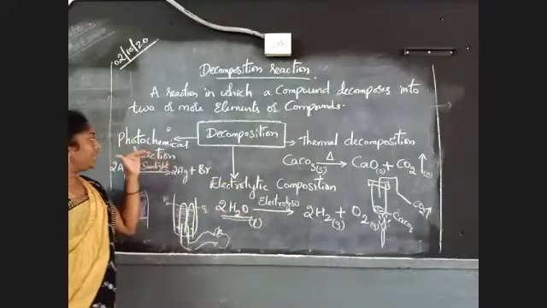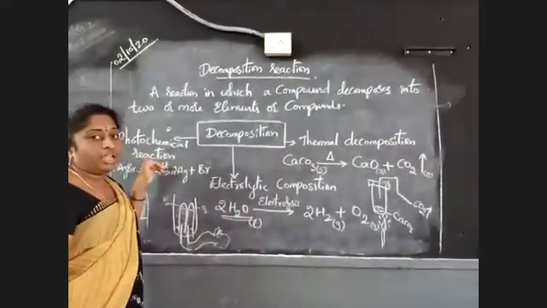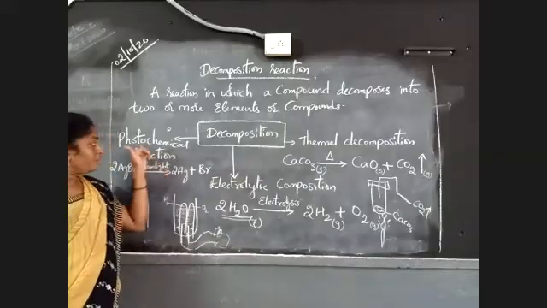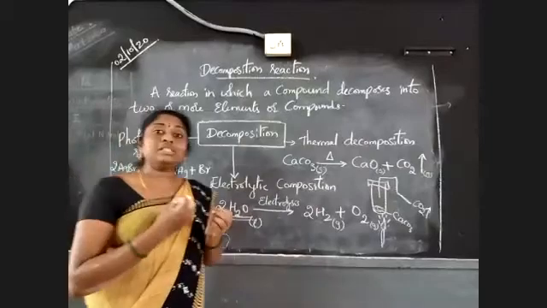The third one is photochemical reaction. So what is the meaning of photo? It indicates sunlight. So photochemical reaction. Here we are absorbing the heat in the presence of sunlight.